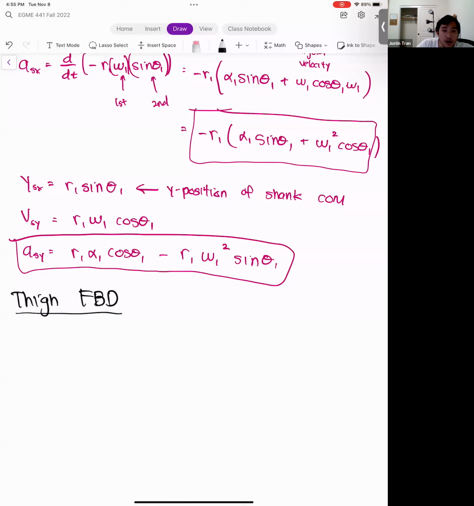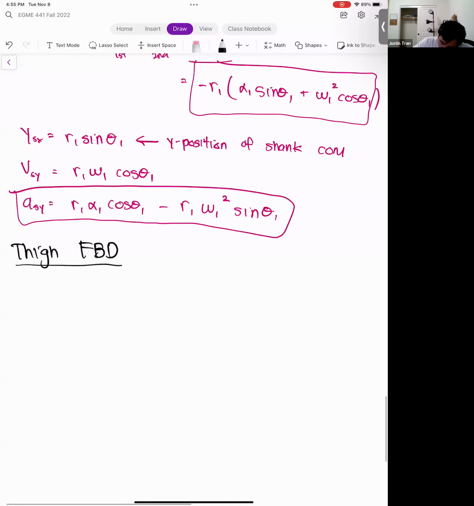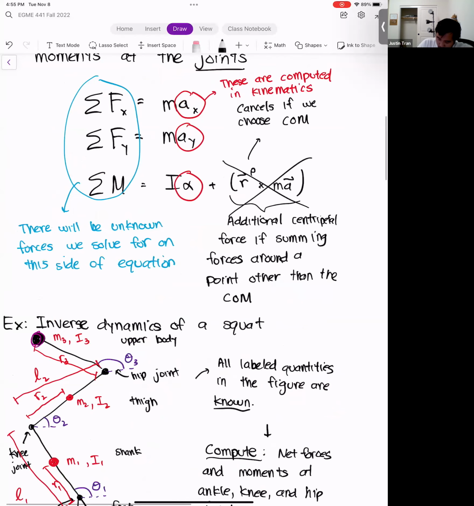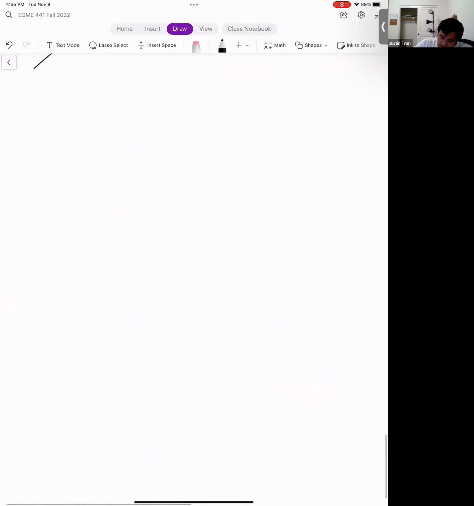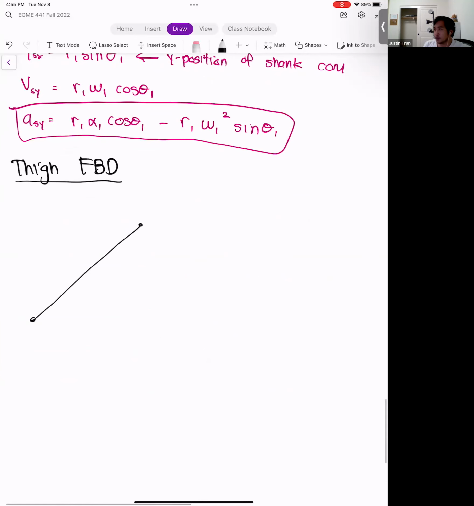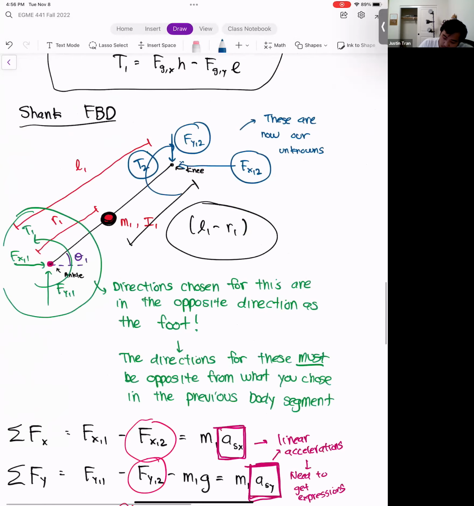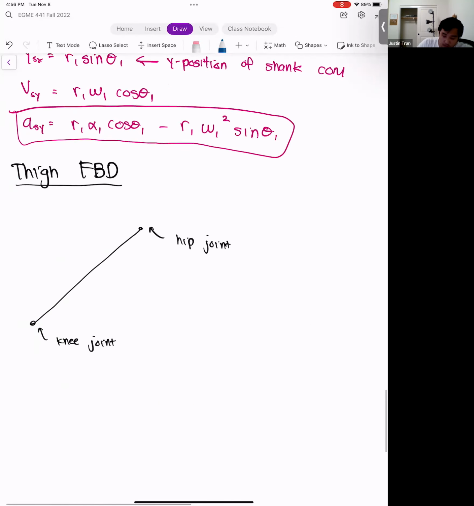Okay, and so we have our thigh free body diagram. It's our thigh. Oh, I drew the shank the other way, but that's fine. Sorry, I was just checking the figure. Okay, so our thigh, down the bottom, we have our knee joint. And up top here, we have our hip joint. Let me see what colors I used for that. So for the knee stuff, I did blue.